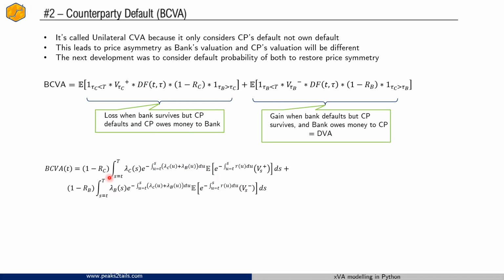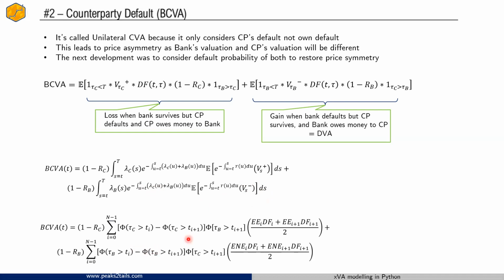And the second expression is the same. You just replace C with B everywhere. But this part remains symmetric. So here we are capturing the default probability of the bank, but e to the power minus integral lambda c u du represents the survival probability of the counterparty till S. And this has to be VS minus because it has to be negative exposure. Only then you owe the money to the counterparty. Are you clear with this?